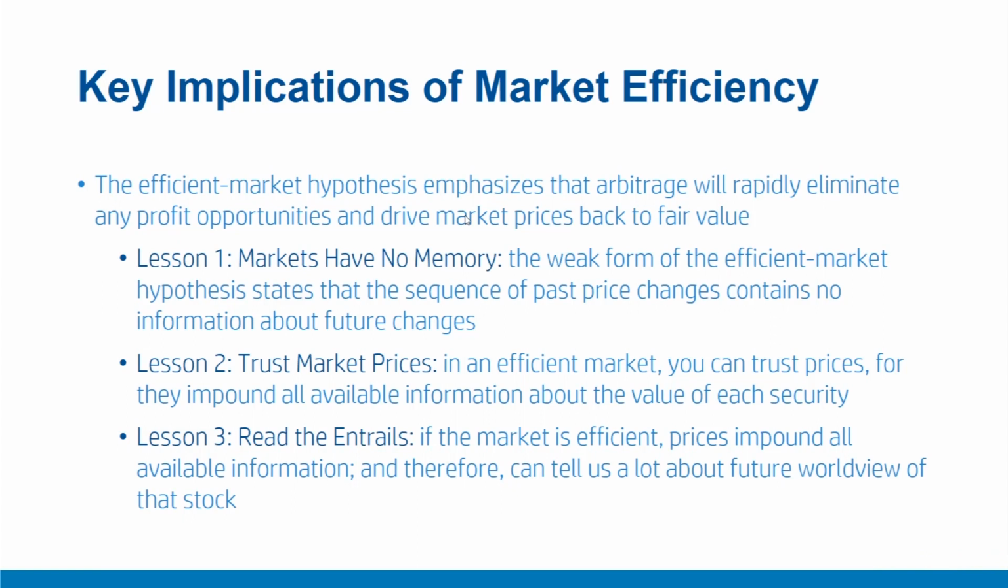Sorting out the puzzles will take time, but we suggest that financial managers should assume, at least as a starting point, that there are no free lunches to be had in financial markets. The no free lunch principle gives us the following 6 lessons of market efficiency. Lesson 1 is markets have no memory. That is the weak form of the efficient market hypothesis, which states that the sequence of past price changes contains no information about future changes. Economists express the same idea more concisely when they say that the market has no memory.